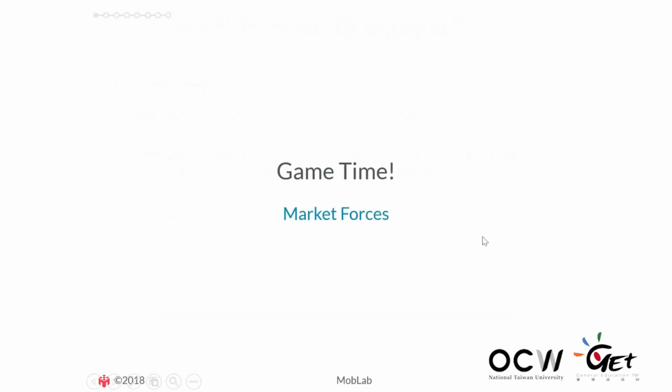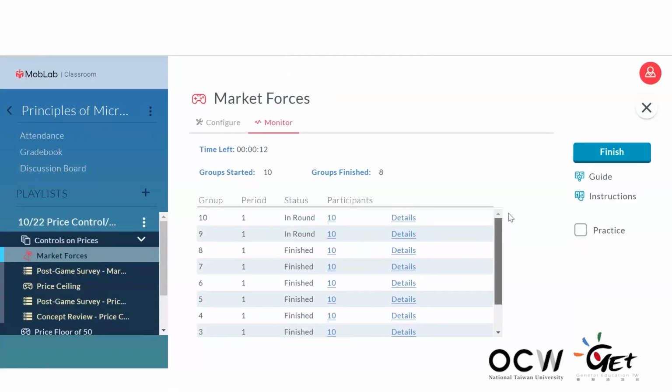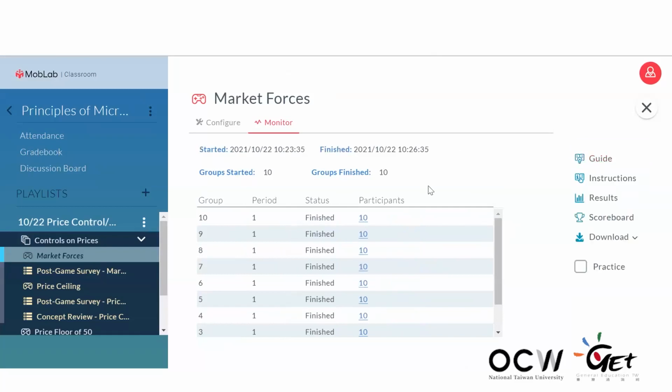We'll start round 1. Okay, I think most groups have finished. There are people who are still in the round. They have joined late. But I think I set the time limit to be 3 minutes, so everybody should be coming back now. So that's finished. Yes, it's finished. So we can actually see the results.